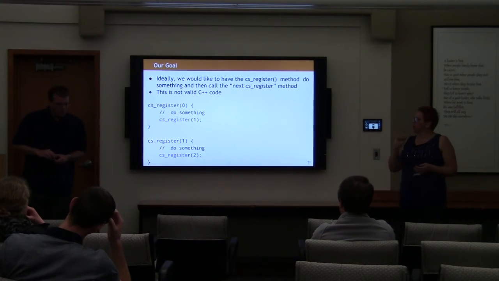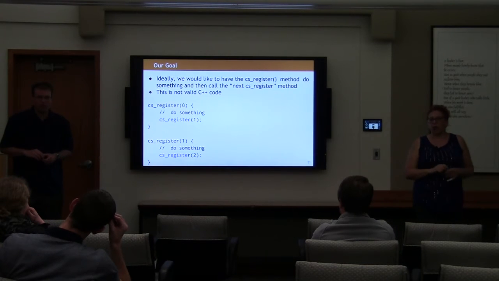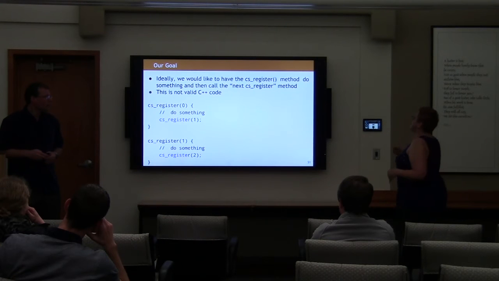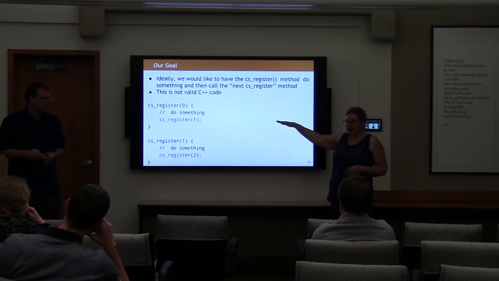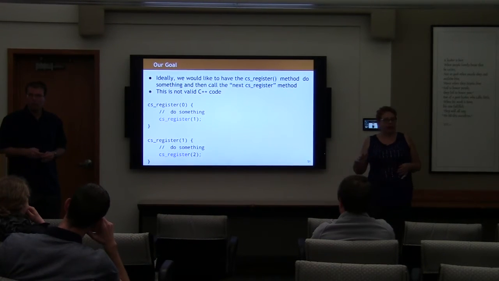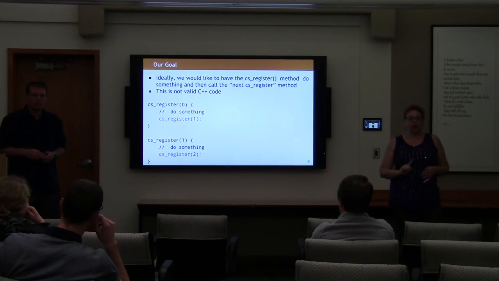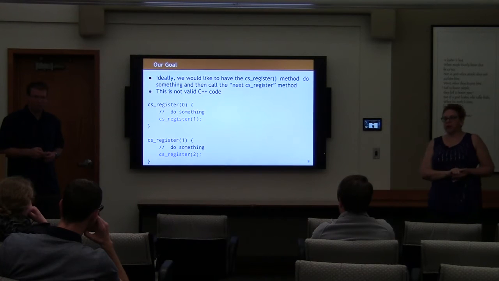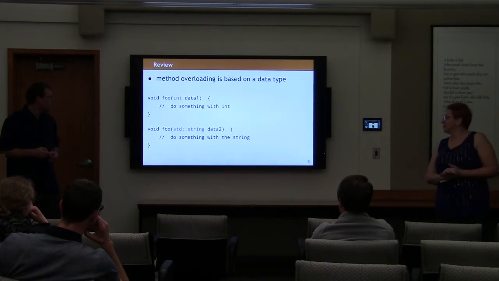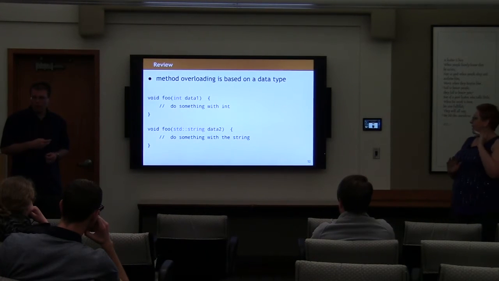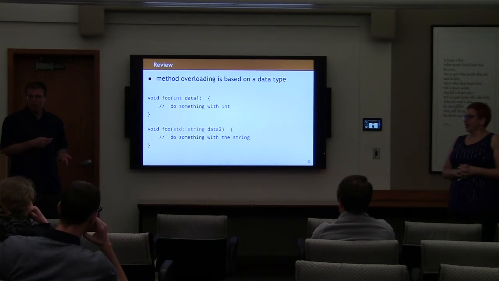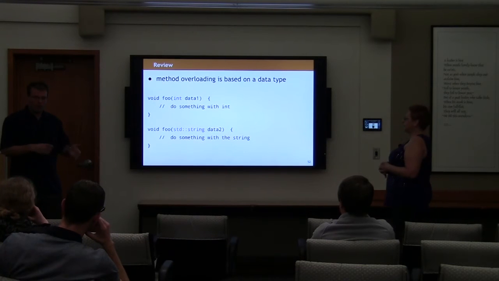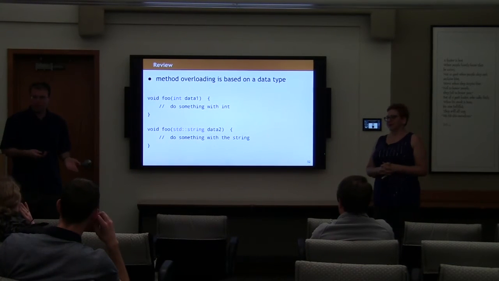So really what we were trying to do is to say, here's what we actually want. What we really want to do is be able to call CsRegister0 and have it chain and call CsRegister1. So this is the exact code we wanted to write. There's only a small problem, as it's not valid C++ code. Because, obviously, method overloading works with data types. That's the definition of method overloading, different methods with the same name that receive different types of parameters.